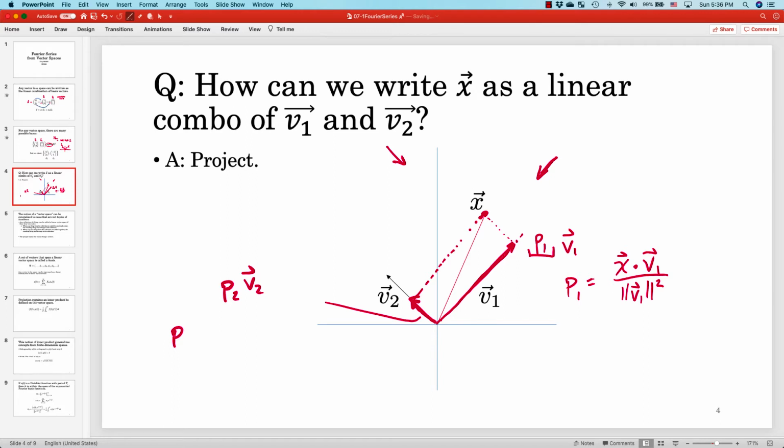And likewise for p2. This is the amount of x in v2, and then normalized by the length of v2 squared. Okay, so if we have p1 and p2, then it's easy to write any point in the plane x as p1 amount of v1 and p2 amount of v2. And we have formulas for p1 and p2.